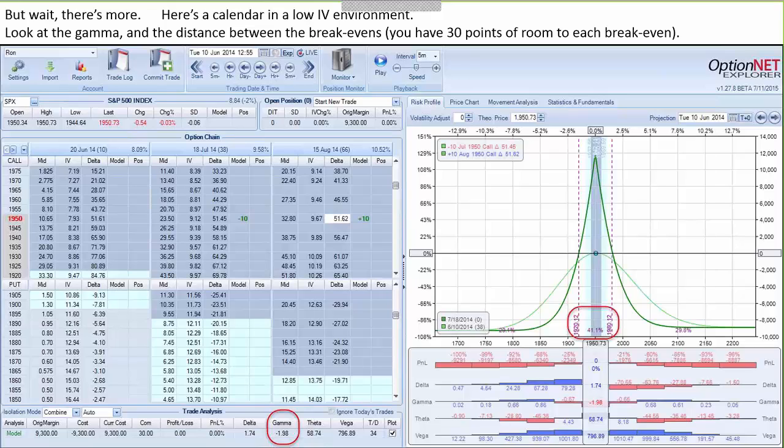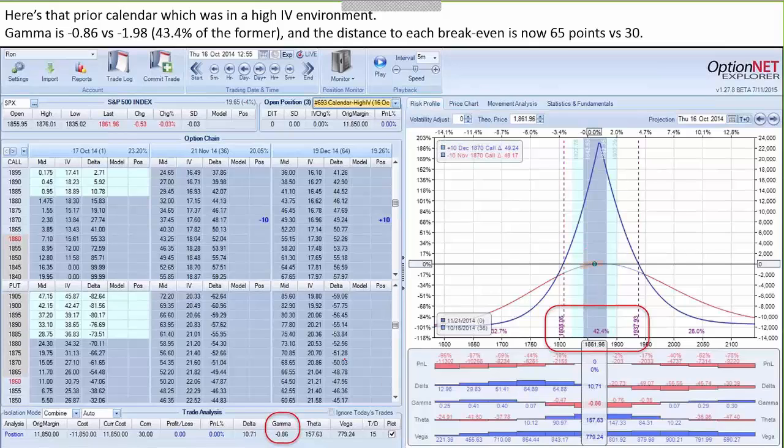Okay? What is going on here? Why is it that when we put on a calendar in low IV, our gamma here is 2, and it's skinny as hell? We've only got 30 points from where we are through to our break-even. Right? Let's compare that through to the other guy. The other guy, gamma is 0.86 compared to 2, right? It is 43% the size of the former, right? And what's the distance from our break-even through to here? It's double. It's 60 points. And look at how smoother this line is over here, right? And this is reflective of the gamma.